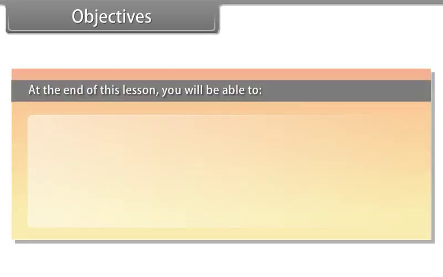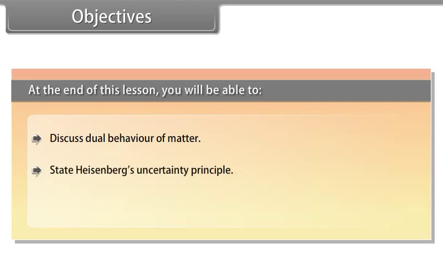Objectives. At the end of this lesson, you will be able to discuss the dual behavior of matter, state Heisenberg's uncertainty principle, and describe the quantum mechanical model of the atom.